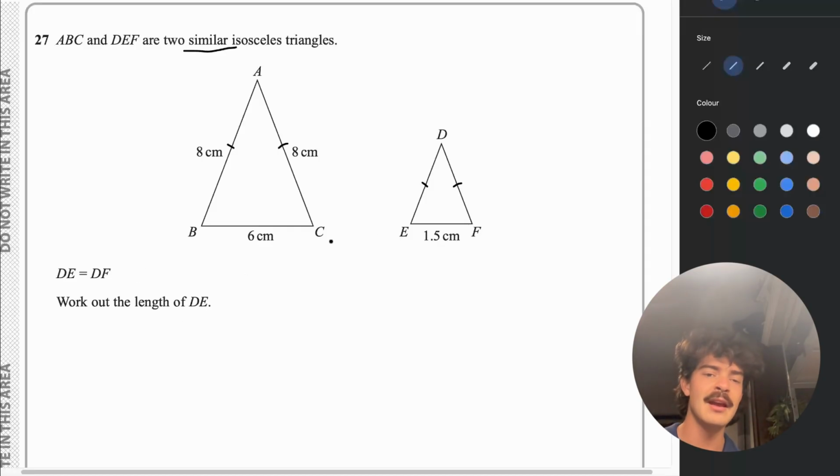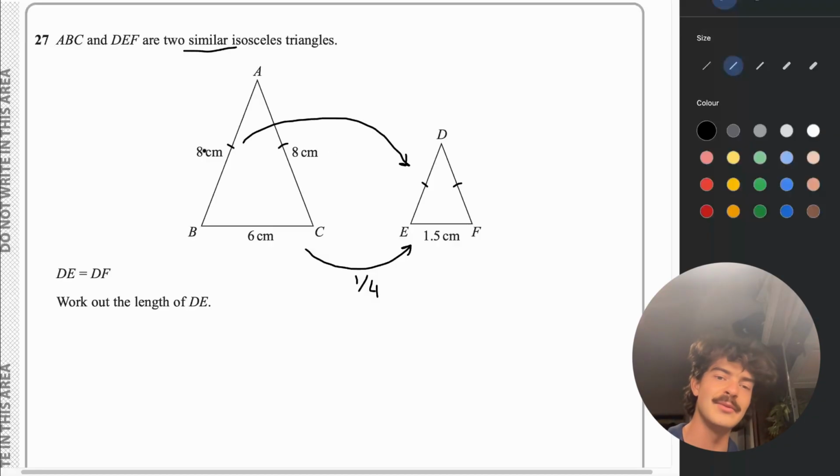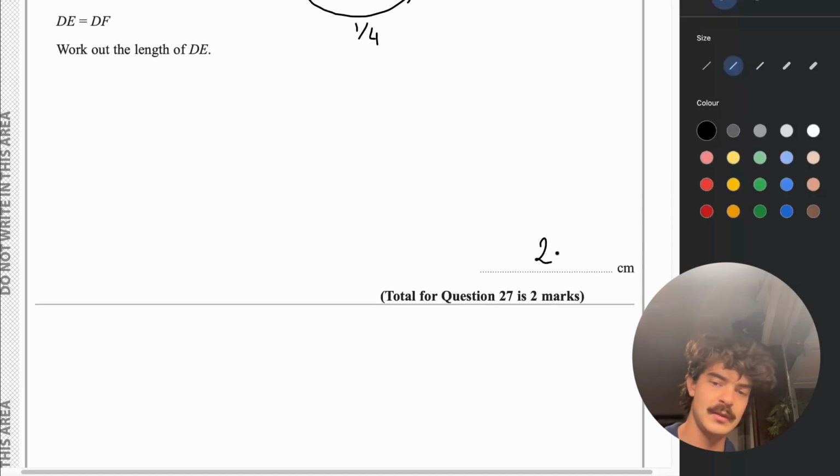Well, the question is, what is my scale factor? Well, how do I get from 6 to 1.5? I take a quarter, right? 6 times by a quarter gives 1.5. You could look at this the other way and go 1.5 times 4 gives 6. But because we're going from big to small, let's look at our scale factor this way. And all that means is that to get from AB to DE, I'm going to do 8 times by the same quarter, right? The scale factor remains the same for the whole shape. 8 times a quarter is 2. And there's your answer, 2 centimeters.